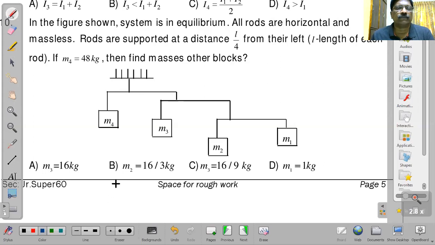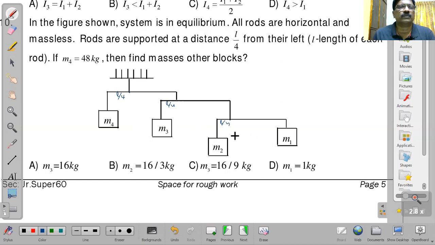Okay. Next you see here, 10th problem. In the figure shown, the system is in equilibrium. Here this is one rod. These all are identical rods. The length of each rod from this point of suspension up to the left end, that is L by 4, given. So this length is L by 4. This length is also equal to L by 4, given.